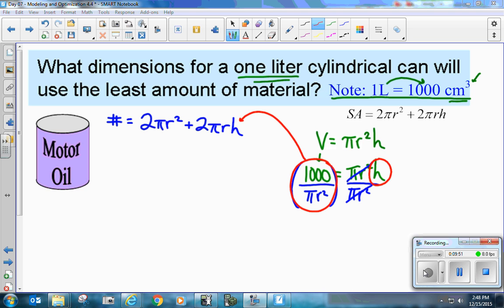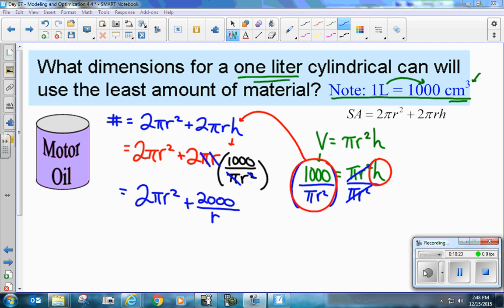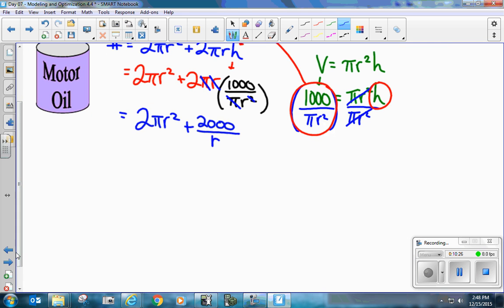And that's what's going to go into my h. So let's start doing some more calc. 2 pi r squared plus 2 pi r times h, which we now know is 1,000 over pi r squared. Now right away, this pi can cancel with this pi, this r can cancel with one of these. And if I multiply them together, I have 2 pi r squared plus 2 times 1,000 is 2,000 over r. All right? And it's equal to some number.